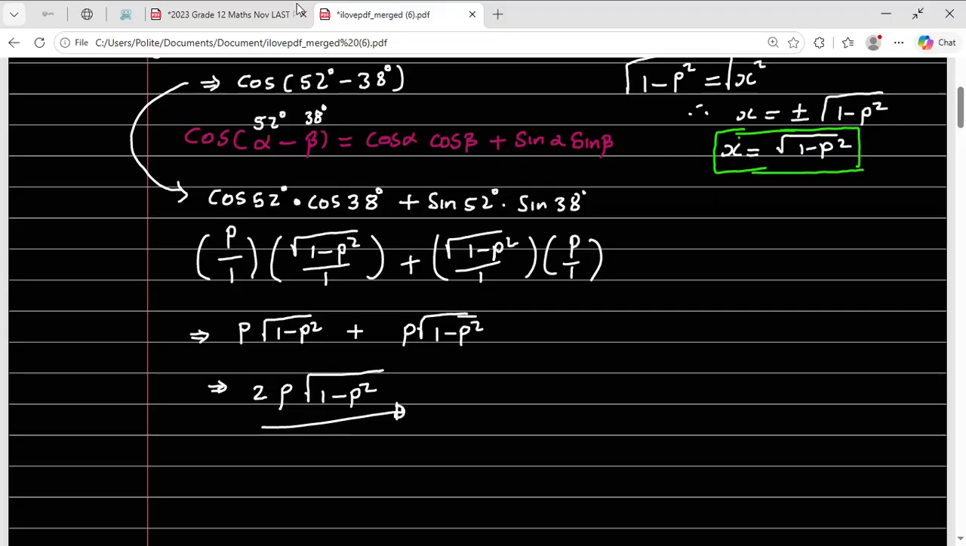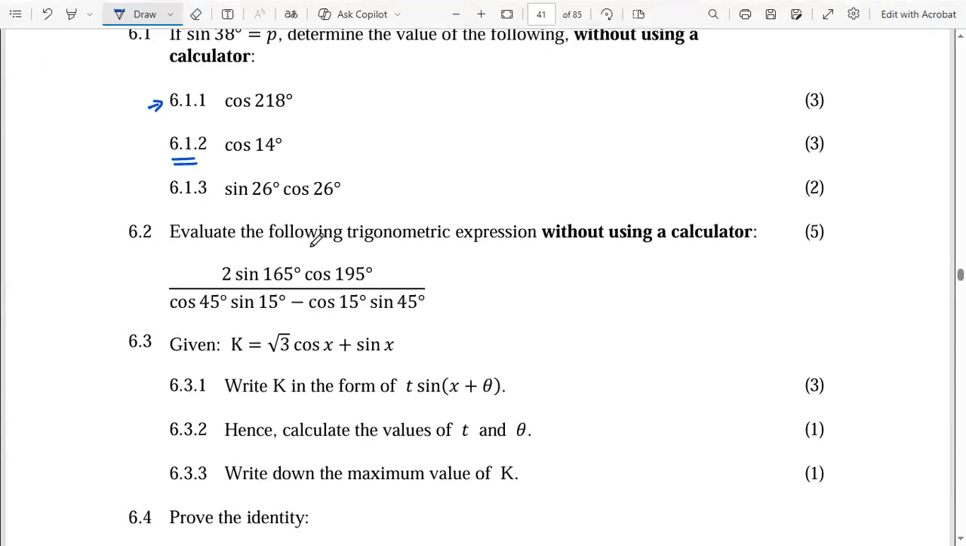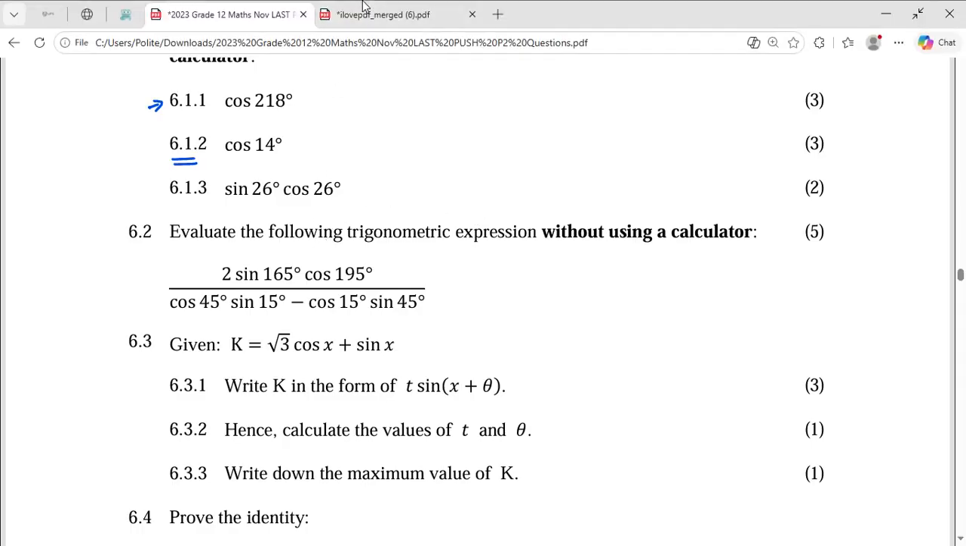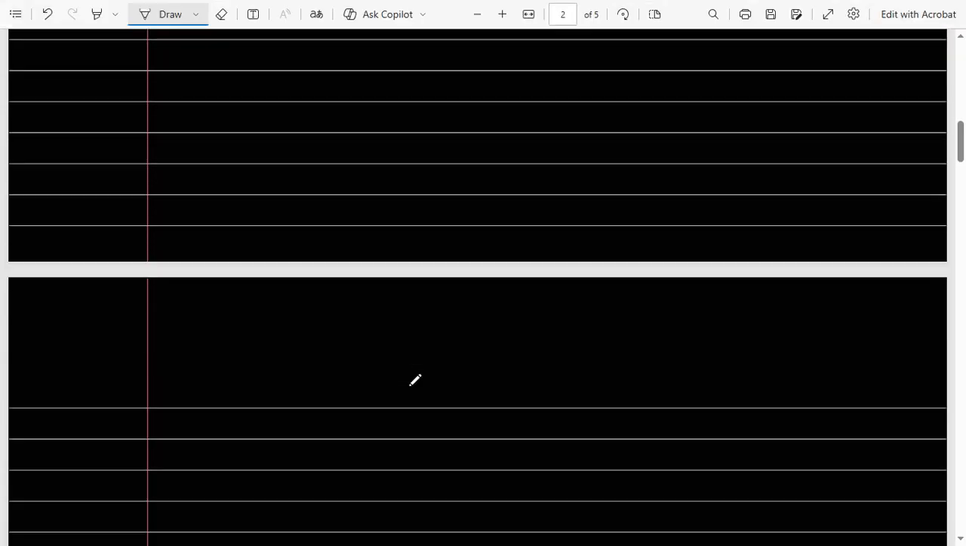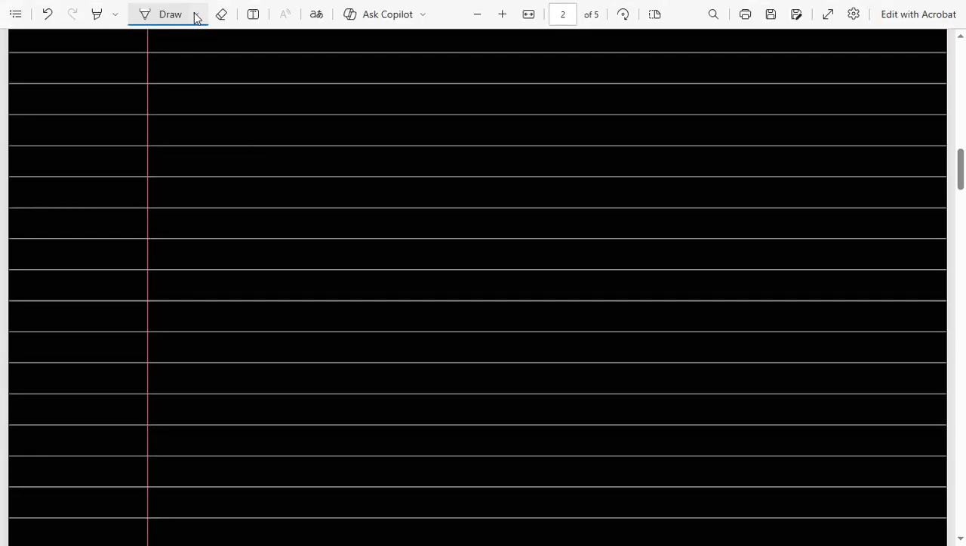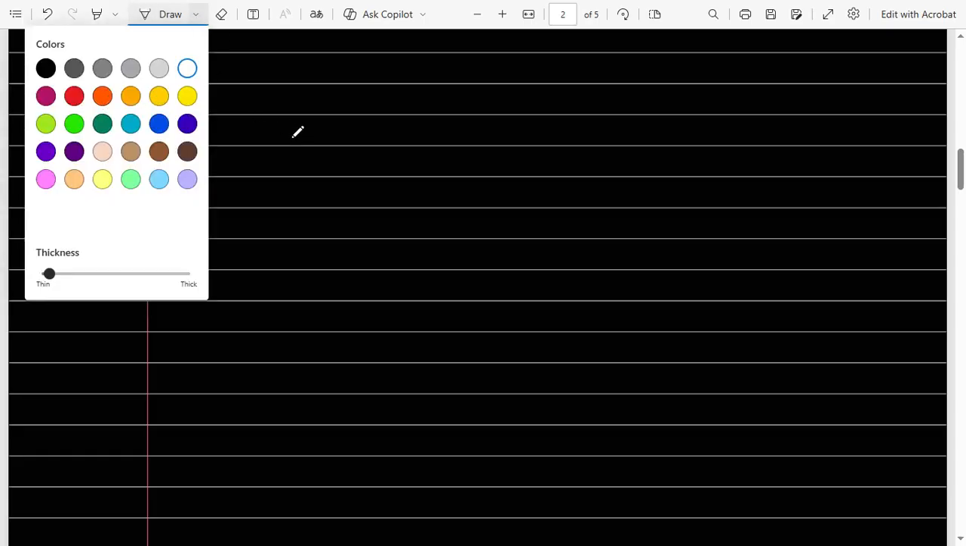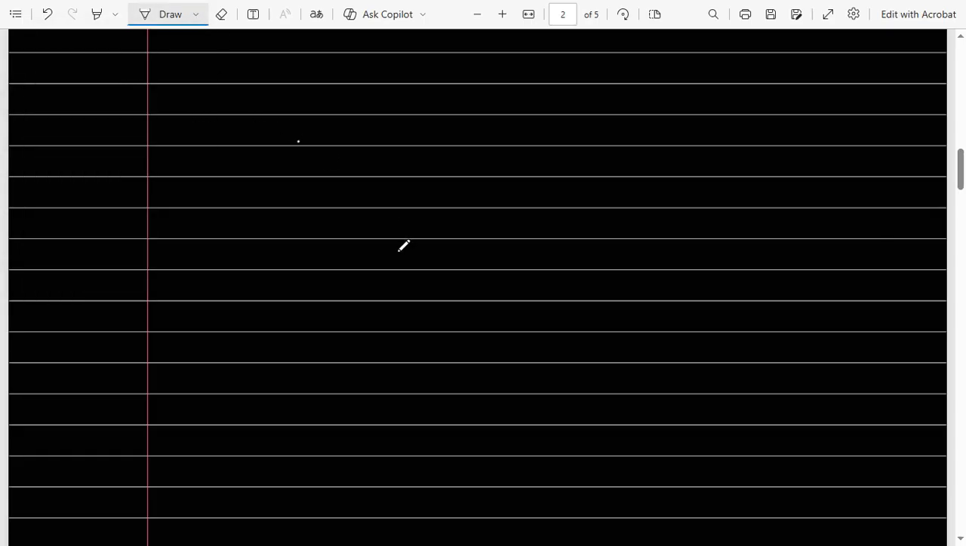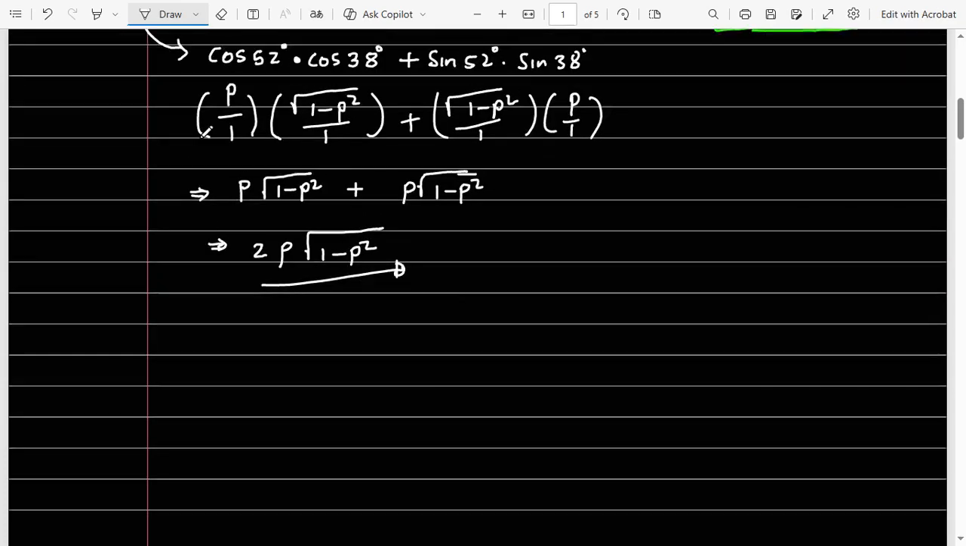Okay, let's move to the next question. Let me see what we have on the next question. And now let's work with the sine 26, the cos 26. I'm just going to write that down, and then I'm going to train you how to work around that angle. I think this one is going to be the easiest one. Let me just put it down here. So on this 6.1.3, we need to work on the sine 26 degrees and then the cos 26 degrees.